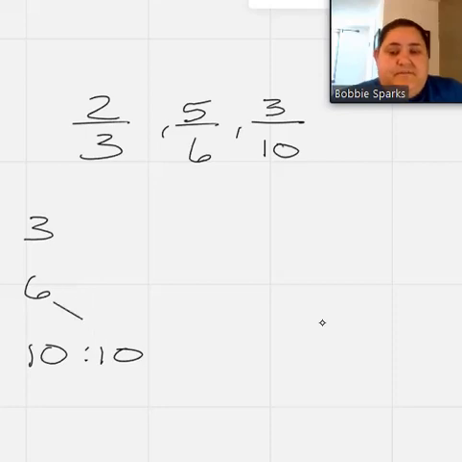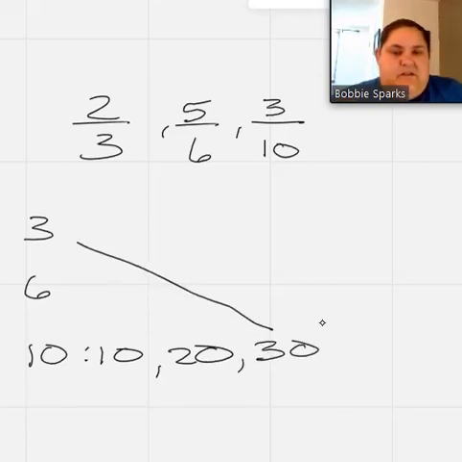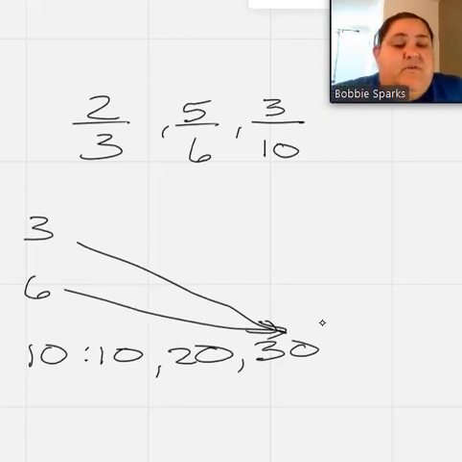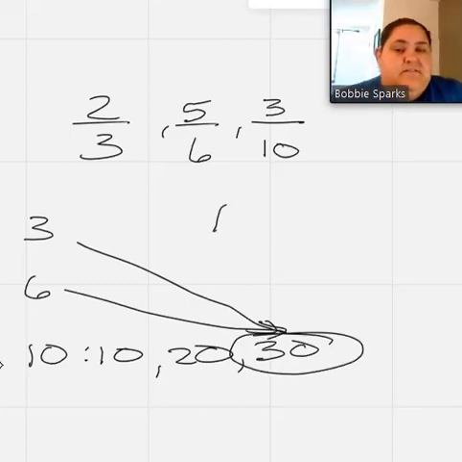No. So it doesn't matter if 6 does or not. As long as there's one no, we're moving on. 20. Does 3? Nope. Moving on. 30. Does 3? Yes. Does 6? Also yes. If it was no, we'd have to go to the next one. But they both go into 30. So my least common denominator would be 30.